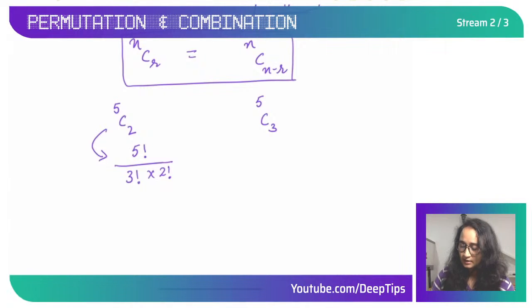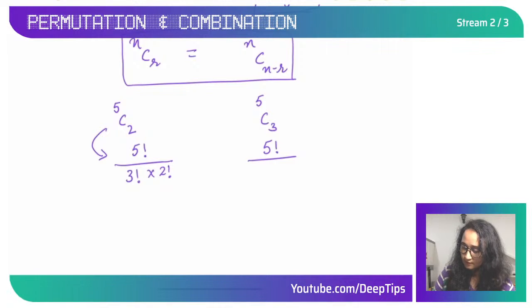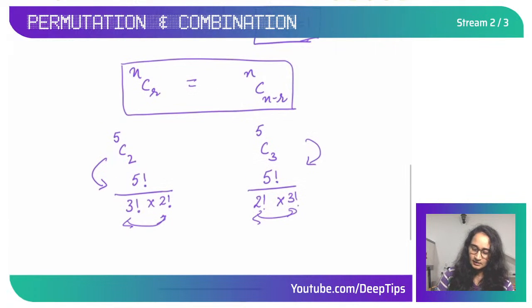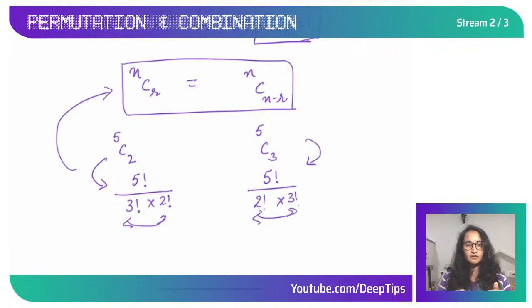Let's come back to this. Now in 5C3, 5 factorial upon (5 minus 3) is 2 factorial, into 3 factorial. So can you just see, they both give you the same calculation. Just here 3 factorial into 2 factorial and here 2 factorial into 3 factorial. Only the order is different. So that's why this result holds true: the objects that are selected out of the given objects equal the objects that are rejected.